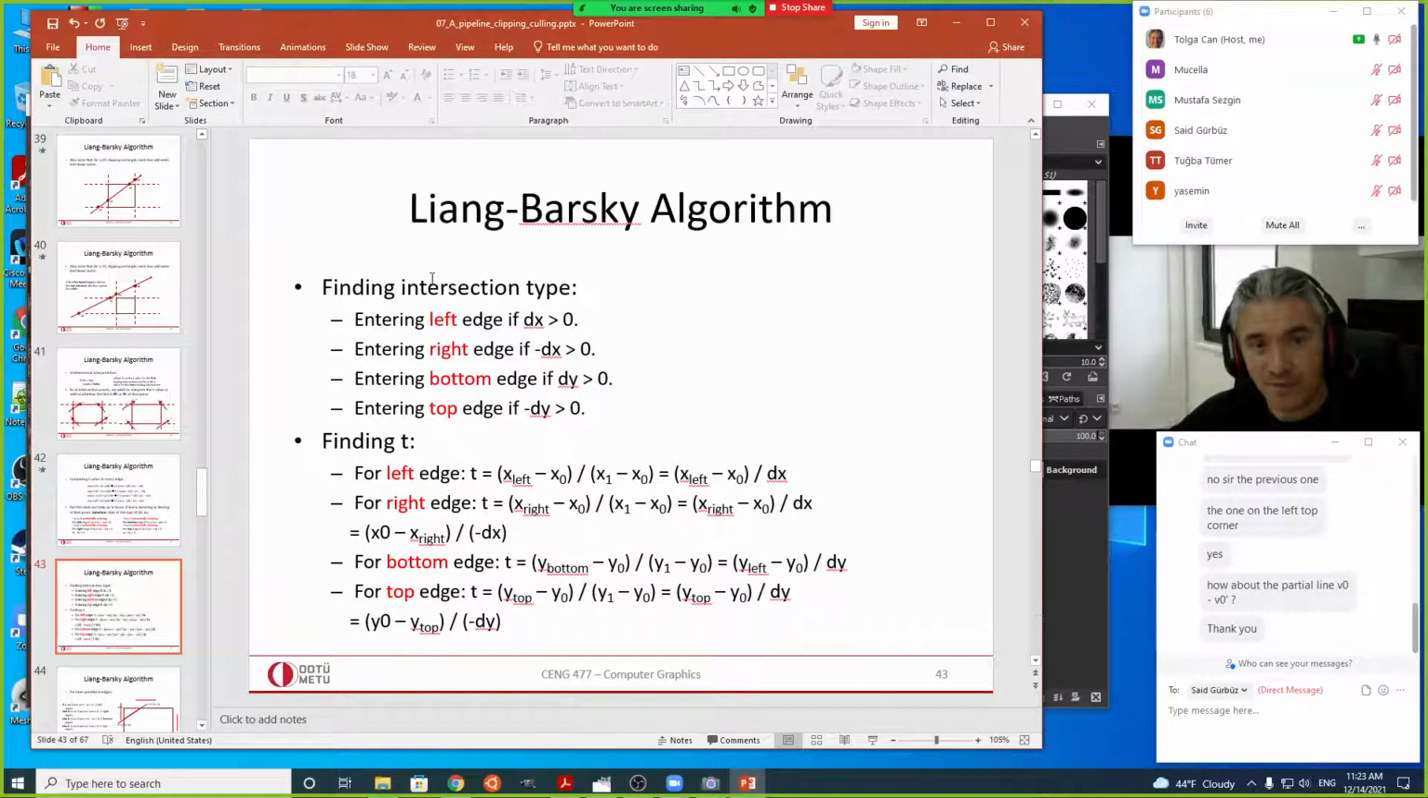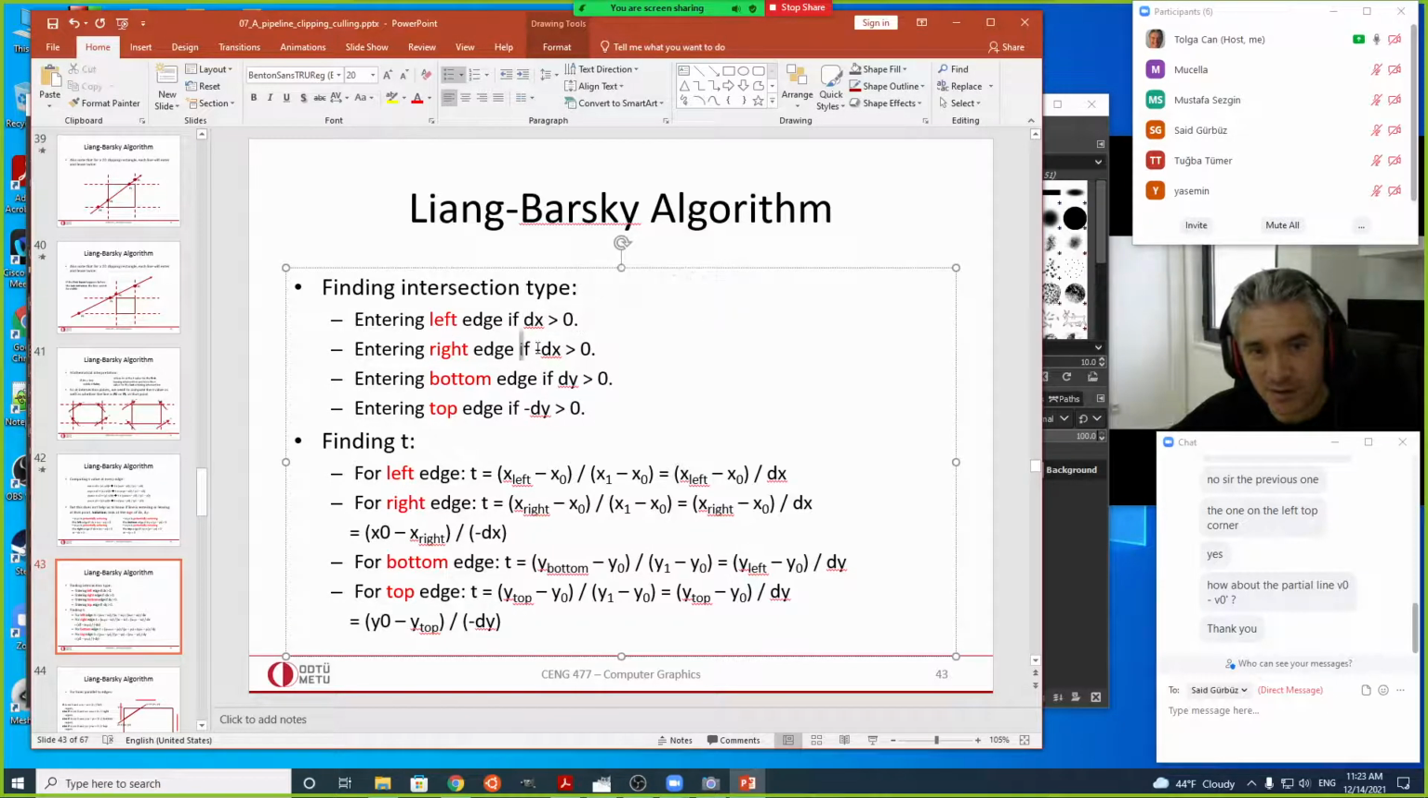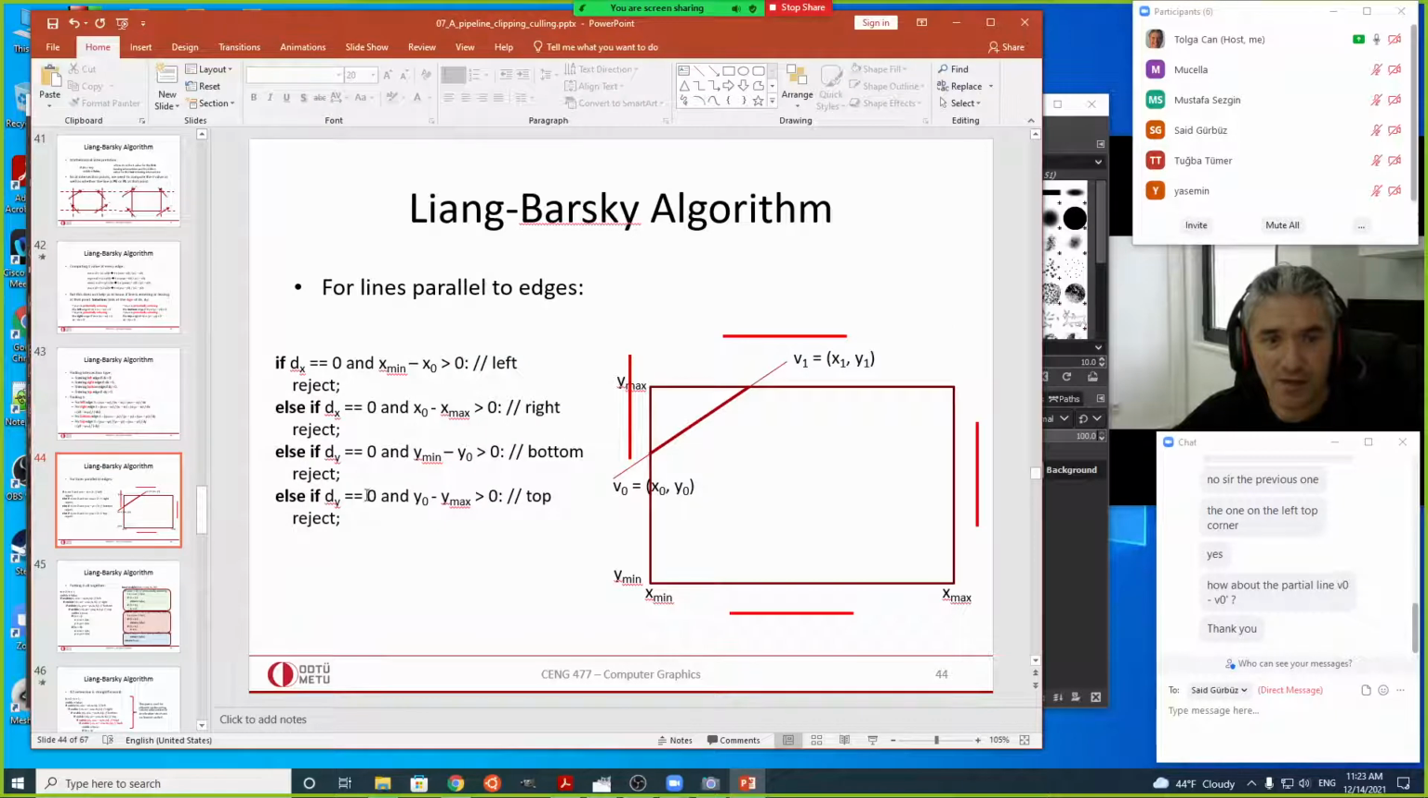And we find the intersection type by just looking at the dx values. We have labels with respect to the left, right, bottom, and top edges. For the left edge, we find our t value like this, and this is what dx was, x1 minus x0. Again, these are our intersection points, and the algorithm will be like this. For lines that are parallel to edges, we do it like this.